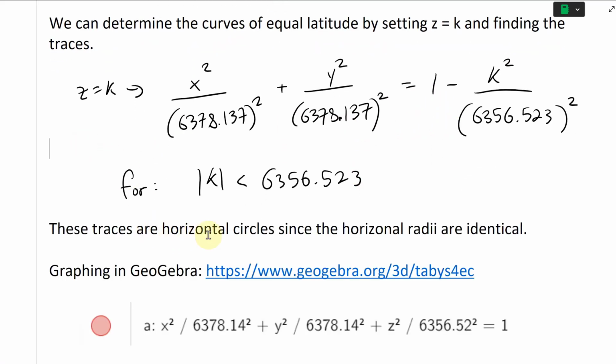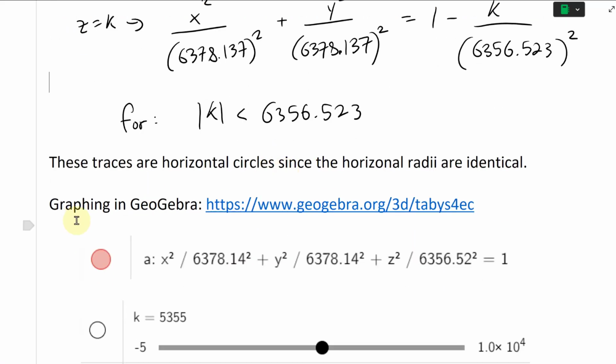And so these traces are horizontal circles since the horizontal radii are identical. So there's A and B, they're identical, and that's going to be our radius R. We can move it over to the other side. And this one, depending on the value, we could divide it out and then move it over and get the radius, which is going to be shifting.